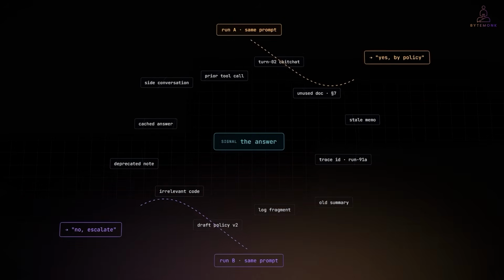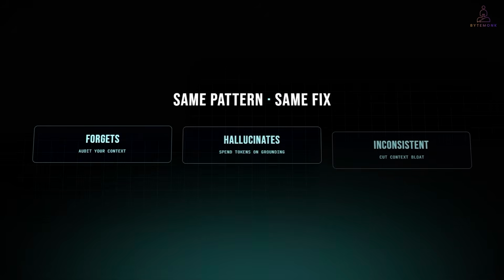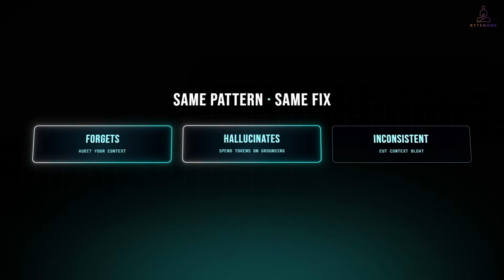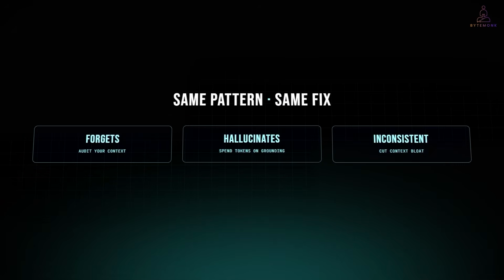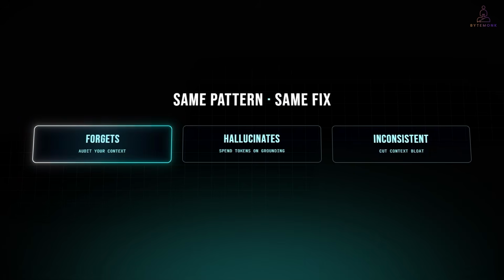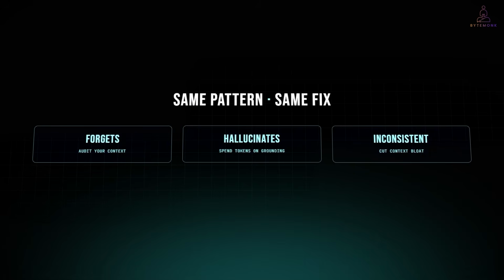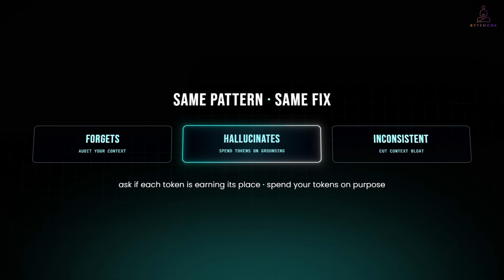So here is the takeaway. Same pattern, same fix. When models forget, hallucinate, or behave inconsistently, don't blame the model first. Audit your context. Ask what is actually in there. Ask if each token is earning its place. Spend your tokens on purpose.